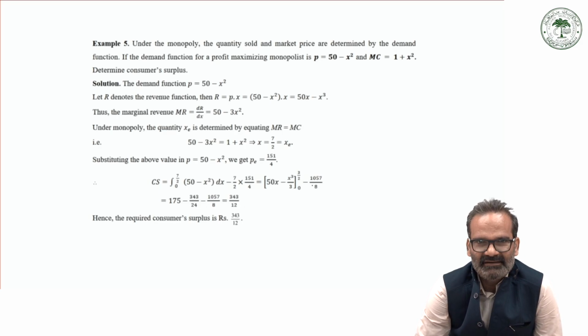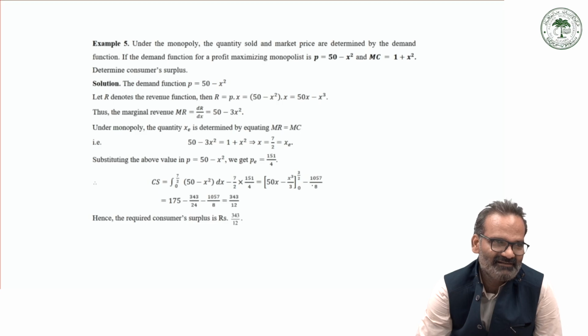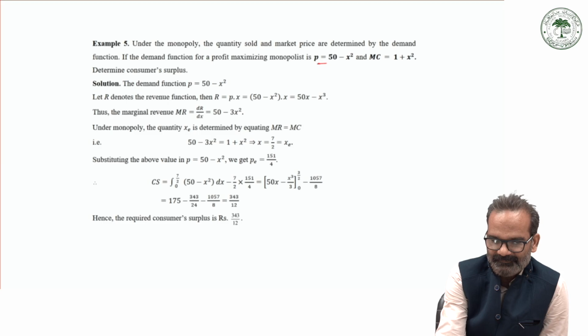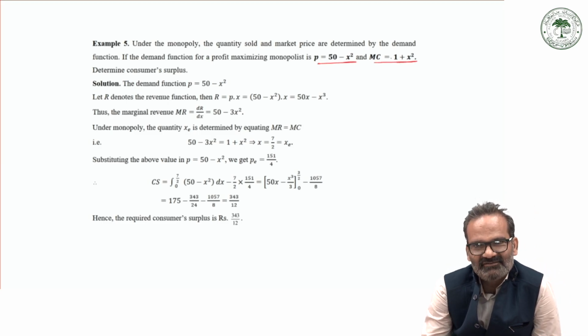Under the monopoly, the quantity sold and market price are determined by the demand function. Whenever we are dealing with the monopoly, monopoly means there is only a single product available in the market. If the demand function for a profit maximizing monopolist is this, see, the demand function is given to you, and MC, that is the marginal cost function, is 1 plus x square.